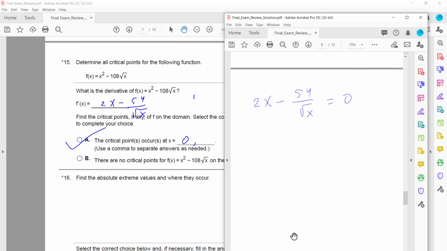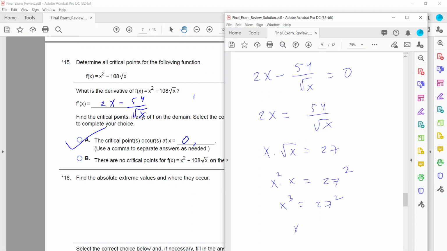For this one, you can do 2x equals 54 over square root of x, and simplify. I'm going to multiply both sides by square root of x, and then divide both sides by 2. That will give me x square root of x equals, if you divide 54 by 2, 27. Now to get rid of this square root, just square both sides. That will be x squared times x equals 27 squared. Squaring both sides, that is x cubed equals 27 squared. If you solve this one, it will give you x equals 9.